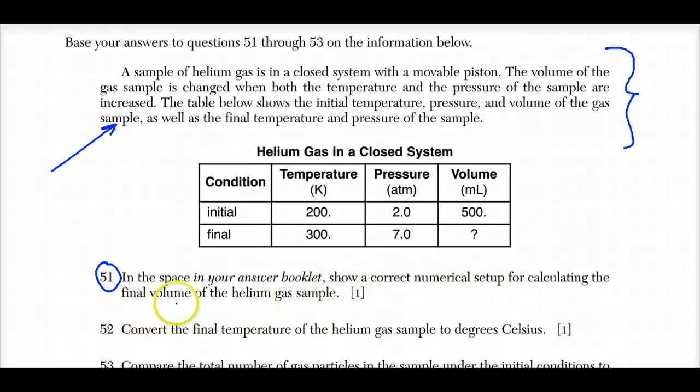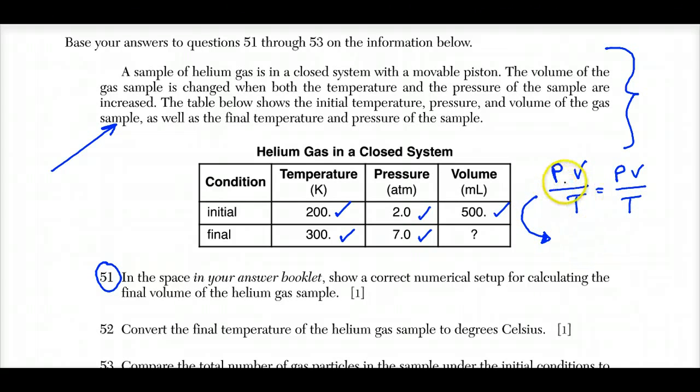in the space in your answer booklet, show a correct numerical setup for calculating the final volume of the gas sample. So we have initial temperature, initial pressure, initial volume. What's the new volume? This is a classic combined gas law problem where we're using PV over T equals PV over T. You really only have one gas law formula in this course, and it's given to you in Table T if you forget. So let's go to Table T and then to the answer booklet to set this up.